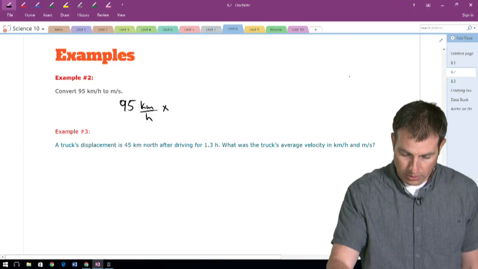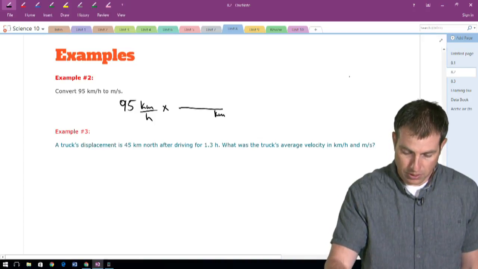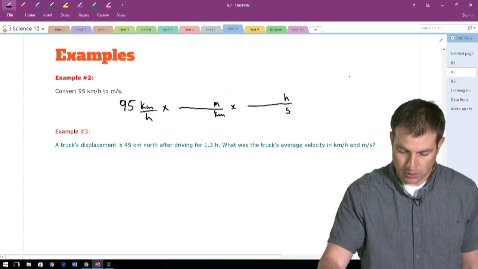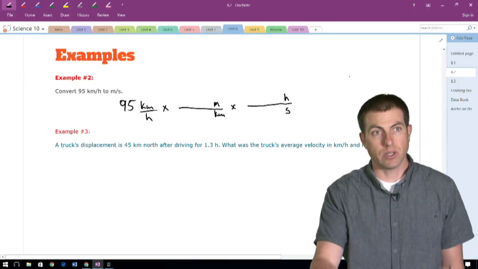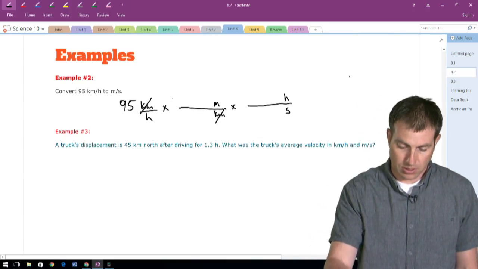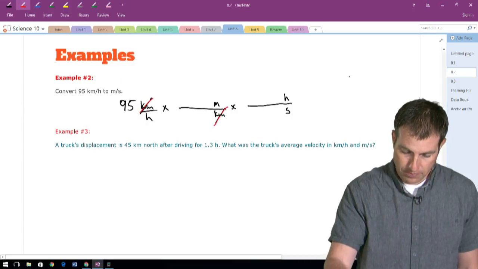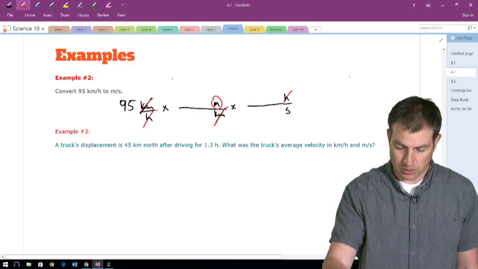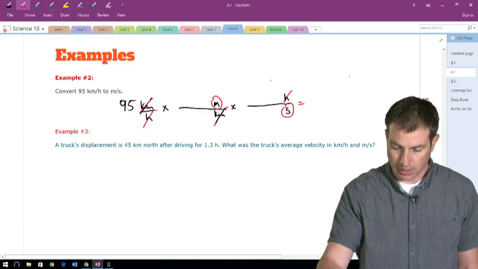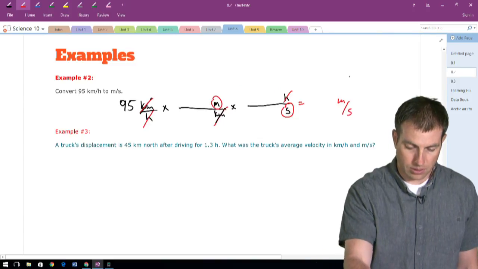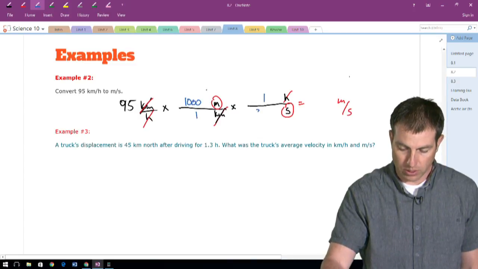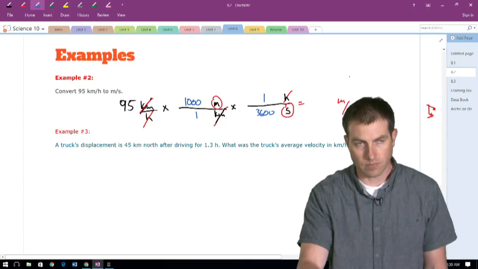All right, so I'm going to need to convert my kilometers into meters. And then I'm going to also need to convert my hours into seconds. Why is kilometers on the bottom? Because it's going to cancel. Why is hours on the top? So it's going to cancel. And I'm going to be left with meters, and I'm going to be left with seconds. And that's what I want, an answer in meters per second. What is the relationship between these things? 1 kilometer is 1,000 meters, and 1 hour is 3,600 seconds.